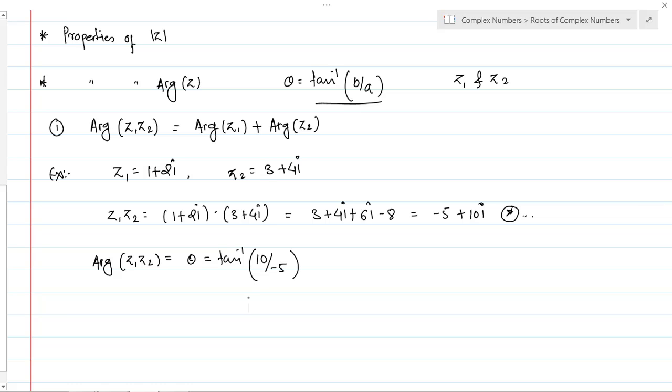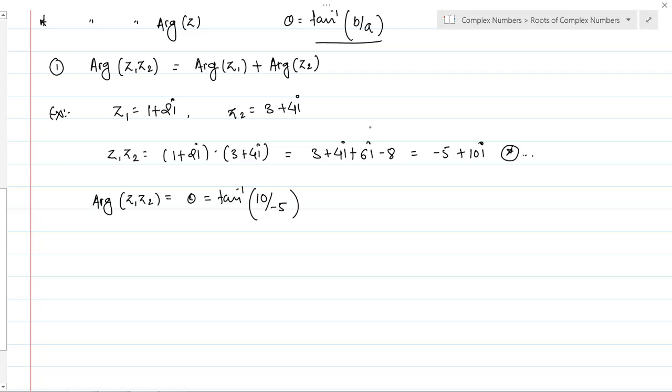Now what is the argument of z1? Argument of z1 is what?